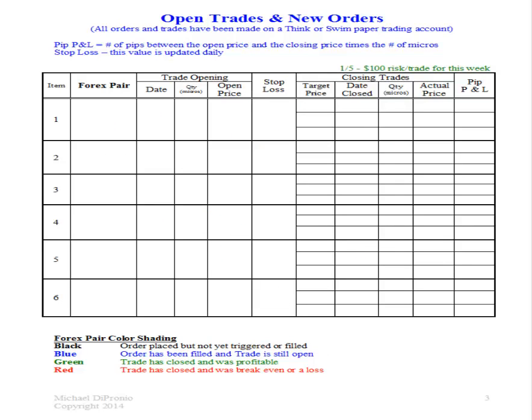Here's our monthly trade analysis chart. For open trades, there are presently no open trades. For new orders, no new orders have been placed. I was again considering a trade on the pound Canadian dollar, but the stop loss is now over 500 pips away. So we'll look for a couple of days of consolidation before placing that.